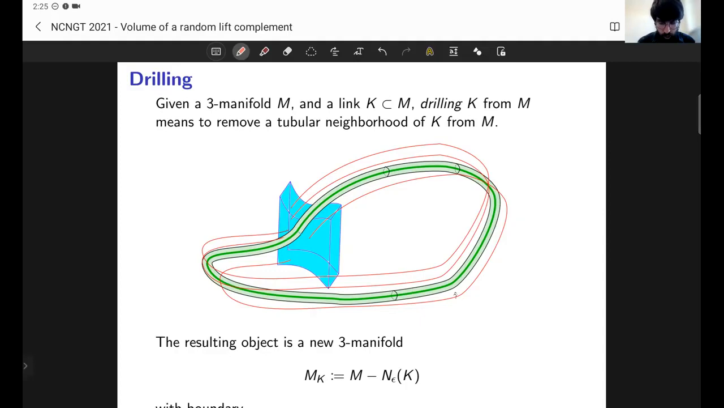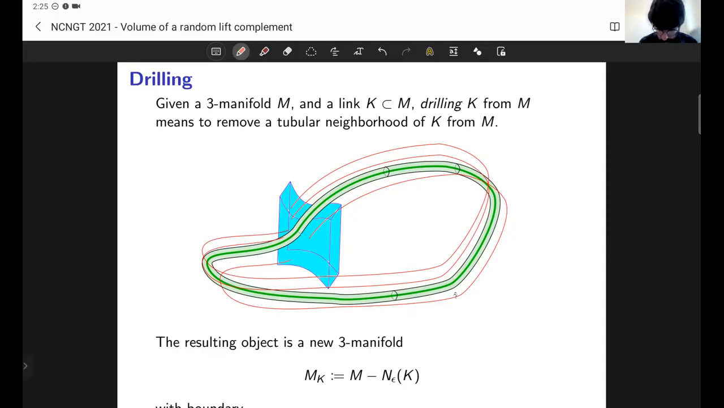You take a tubular neighborhood of radius epsilon of this knot K. So here in this picture, again, we go back to the picture of the unit tangent bundle that I showed you in the beginning. And you can imagine that this knot that we constructed corresponds to one of these periodic trajectories of the geodesic flow.